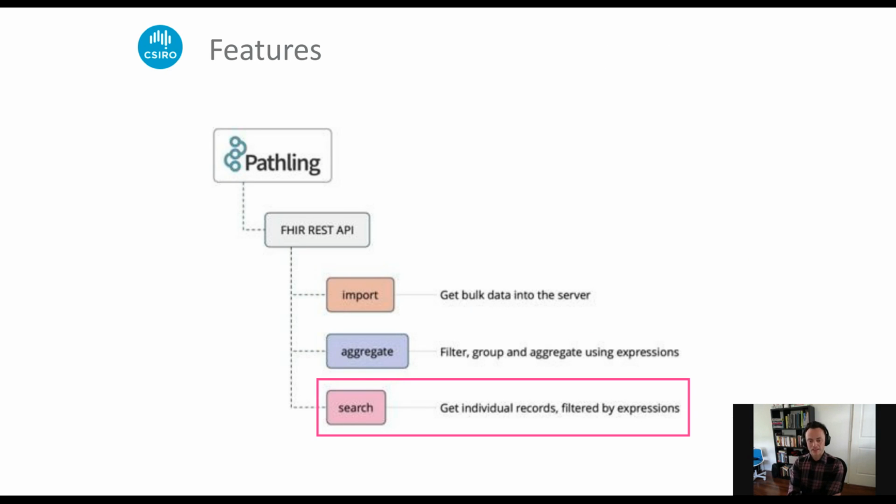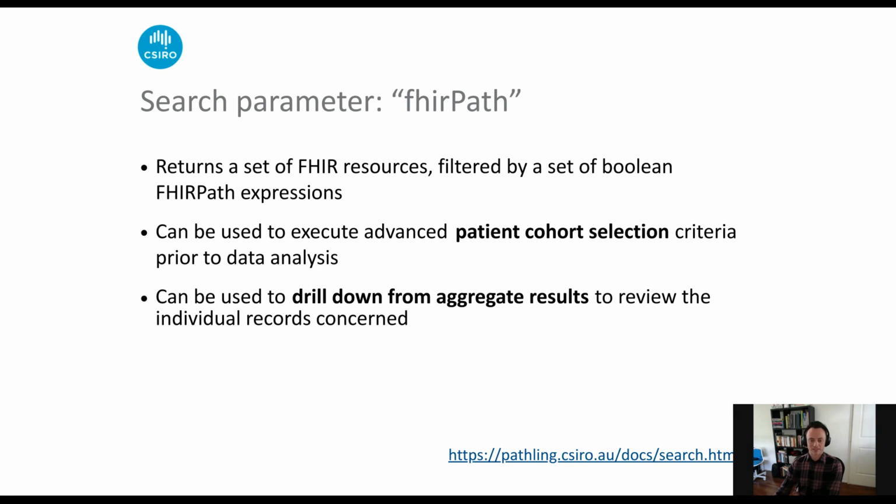Next, we'll talk about the search functionality within Pathling. Pathling provides a special search parameter called FHIRPath. This allows you to express any number of conditions using the FHIRPath language and get back the full FHIR resources that match these criteria. This can be used in conjunction with the aggregate operation to drill down from grouped results.